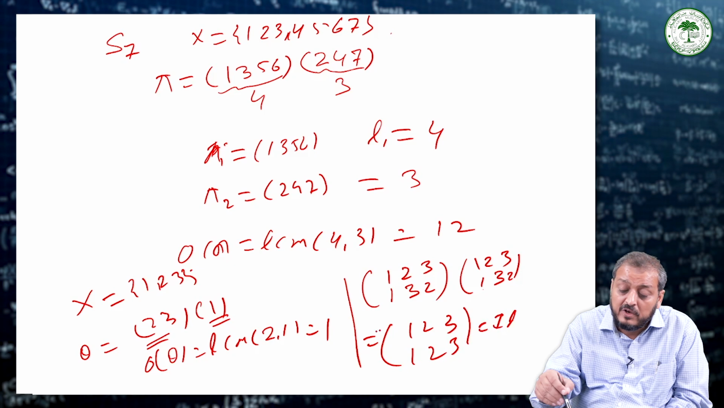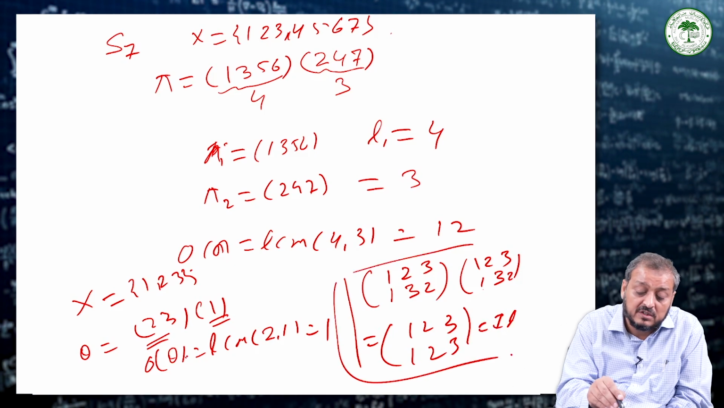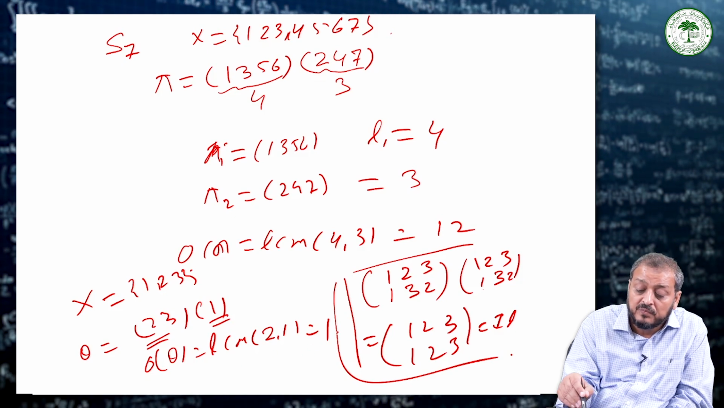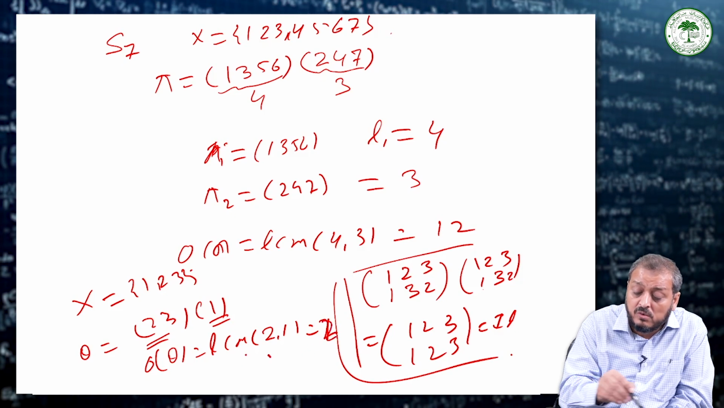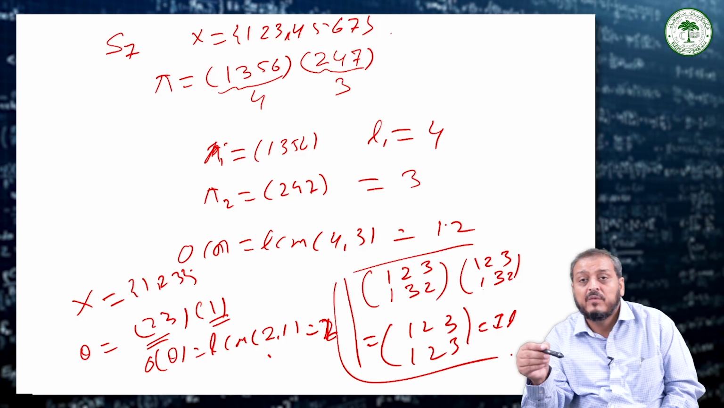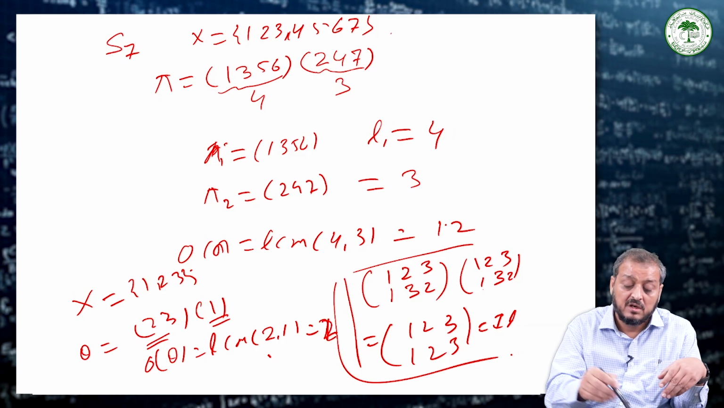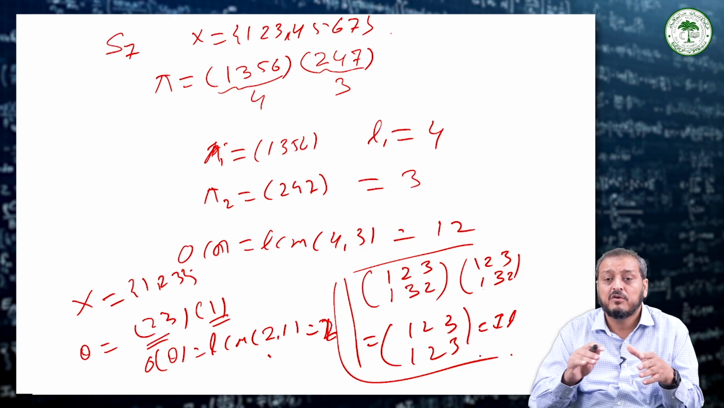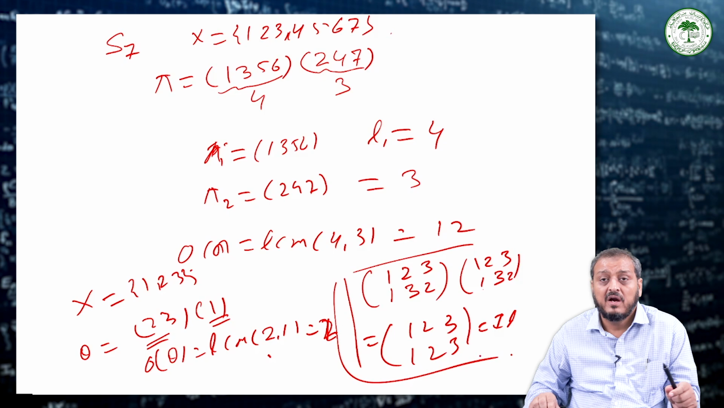Clearly, if we check this form, these are two disjoint cycles, and the order of this is equal to 2. We can verify it: theta square is also equal to the identity. So clearly the order of this is also the identity.